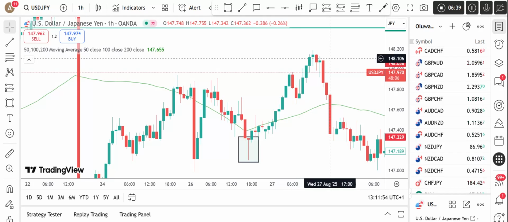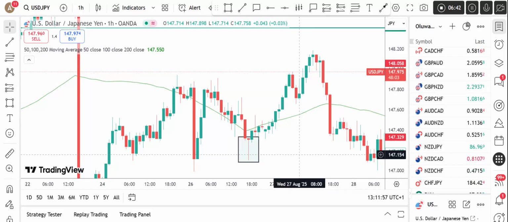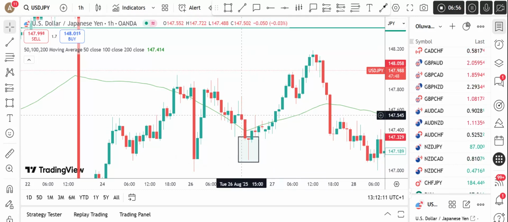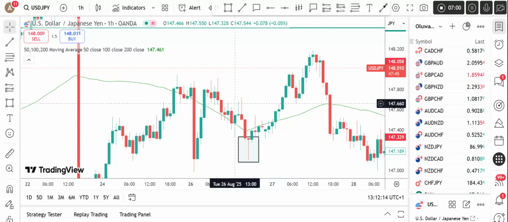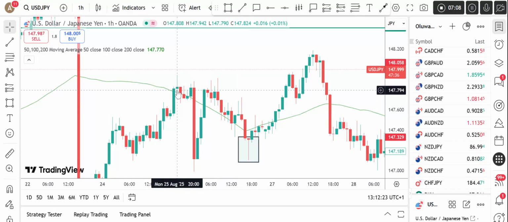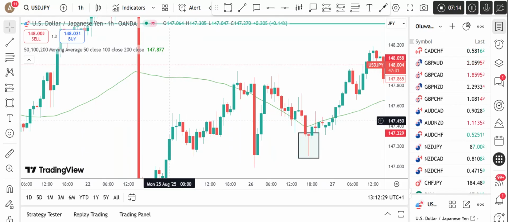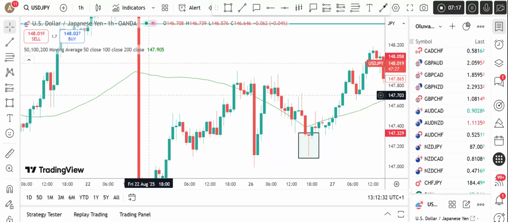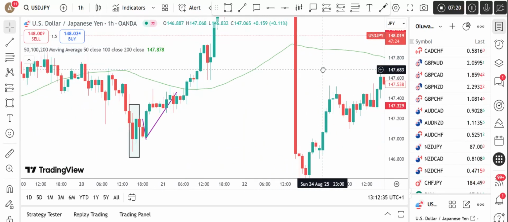Then the next one is a shooting star. It's the opposite of the hammer. It has a very tiny body. You can see another one here. This is an example of a shooting star. This is another shooting star here also. Let me also look for another shooting star. You can also call this a shooting star, but it's not too big.